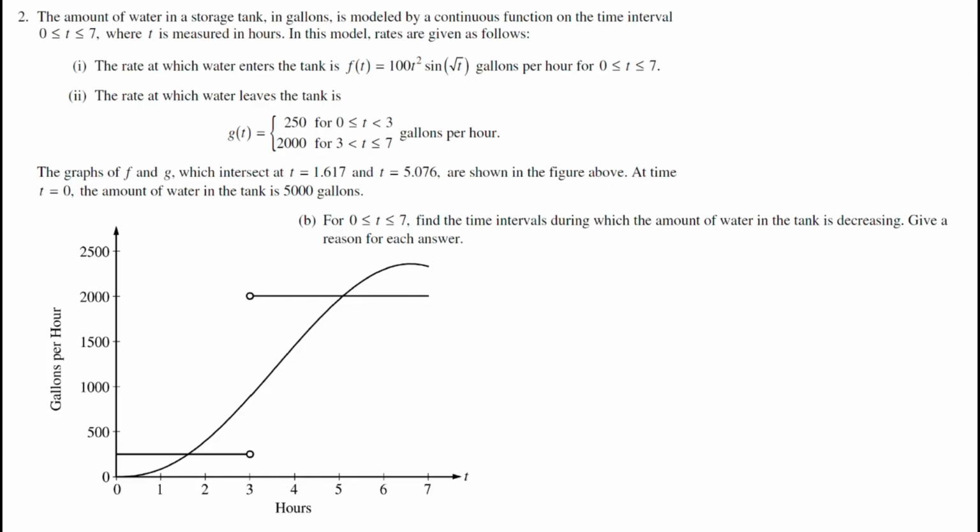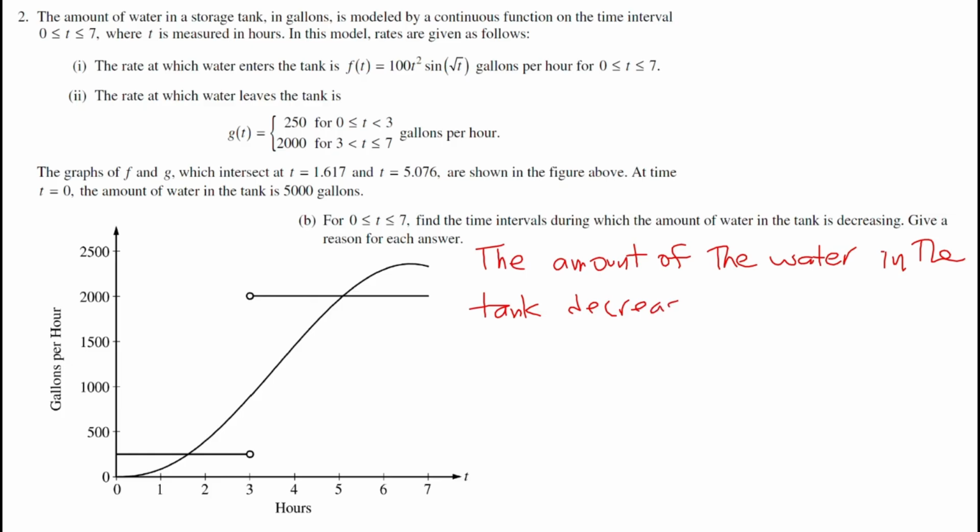In part B, it says find the time intervals during which the amount of water in the tank is decreasing and give a reason for each answer. Well, the amount of water in the tank decreases when the rate at which it's leaving is greater than the rate at which it's entering. So it decreases if g of t is greater than f of t.